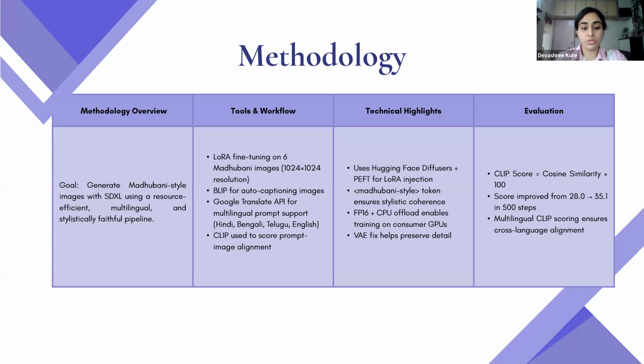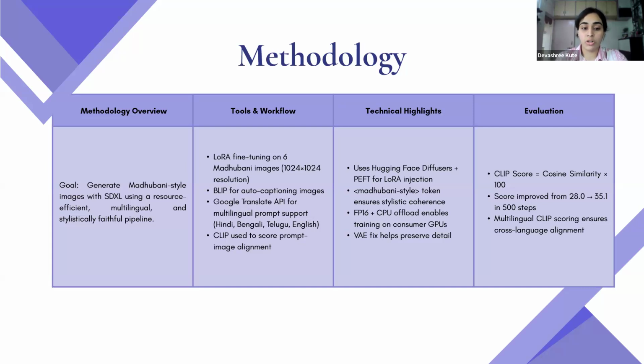To make the process smoother, we used a BLIP model which captioned these images. We also integrated multilingual support using the Google Translate API, and a special token called Madhubani style was preserved throughout the prompt. The pipeline runs on the Hugging Face Diffusers library with LoRA integration via PEFT. Also, FP16 precision and CPU offloading were used so that the training could be done on a regular GPU.